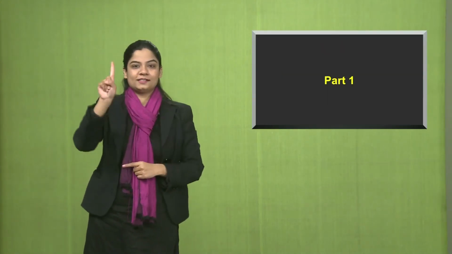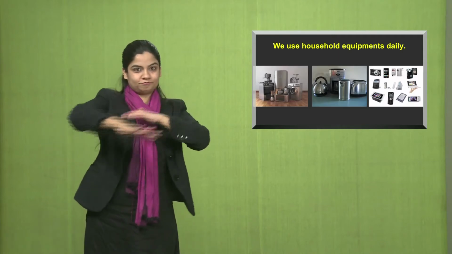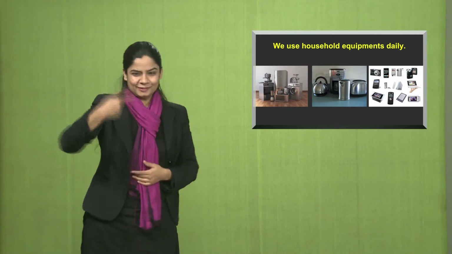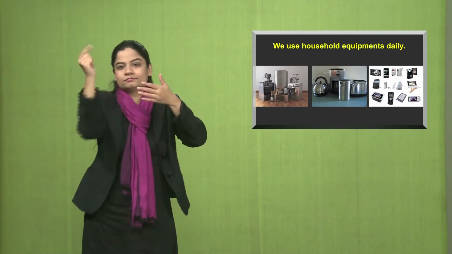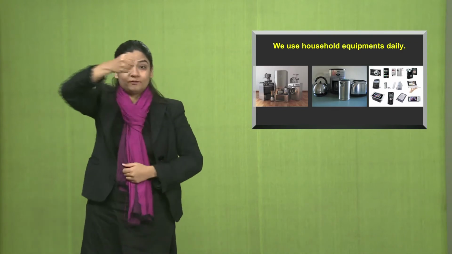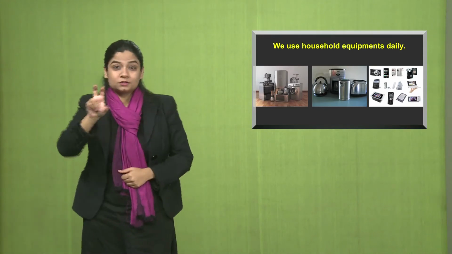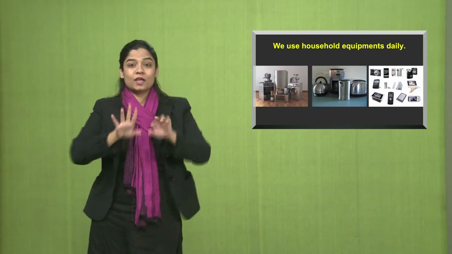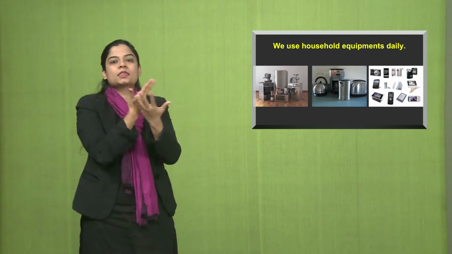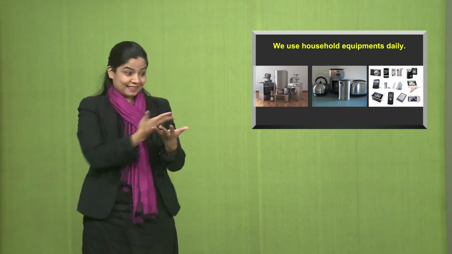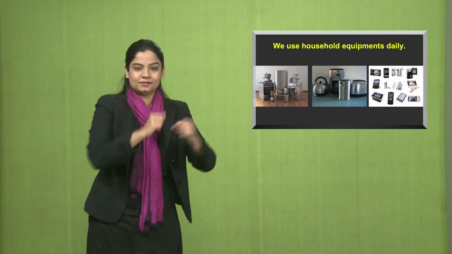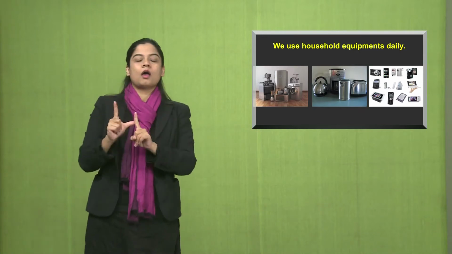Now, part 1. Household equipments in the house. Everyone uses different household equipments every day in the house. Let me explain what all things we use. For example, we use a washing machine, a refrigerator, RO, television, laptop, different mobiles, chargers, electricity. Everything that we use in the house is called household equipments. These things help us in reducing our time, energy and money.